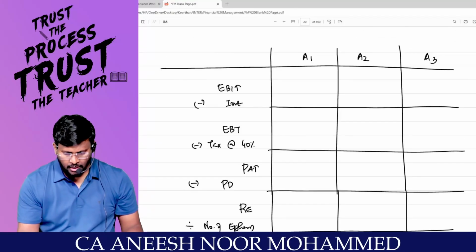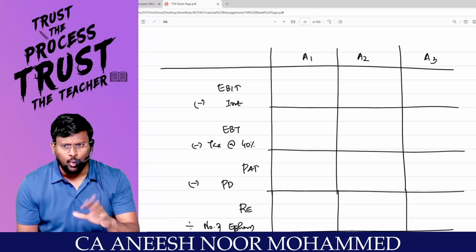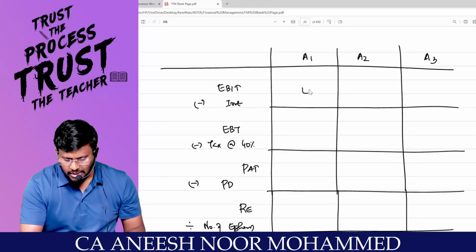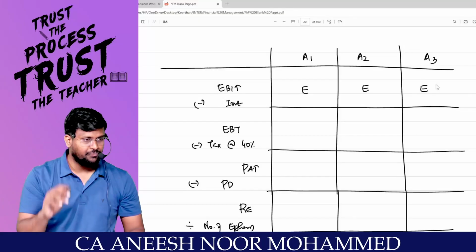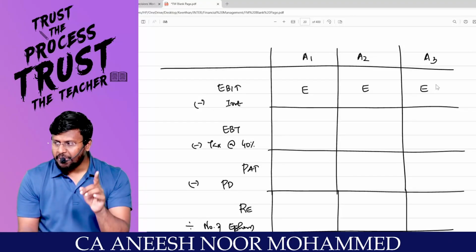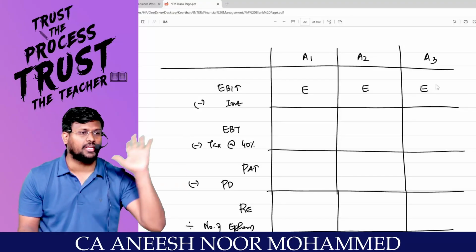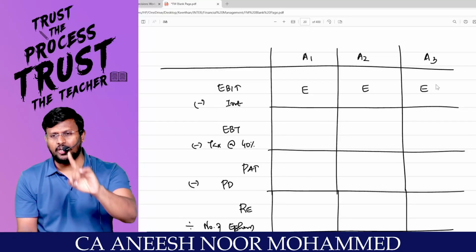Comfortable? My dear lovable students, sir, you know the EBIT, you don't know the EBIT. Because indifference point is a level of EBIT where the EPS is same. If the EPS is 0, that is financial break-even point. If the EPS is same, that is indifference point. That is the only difference between the 2 concepts.